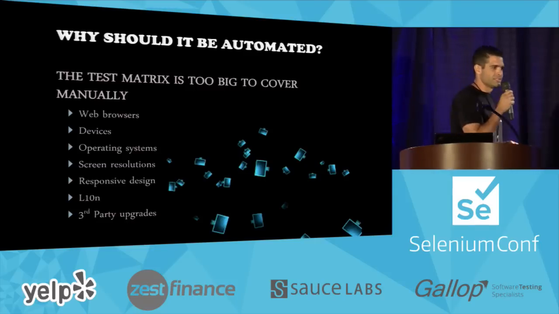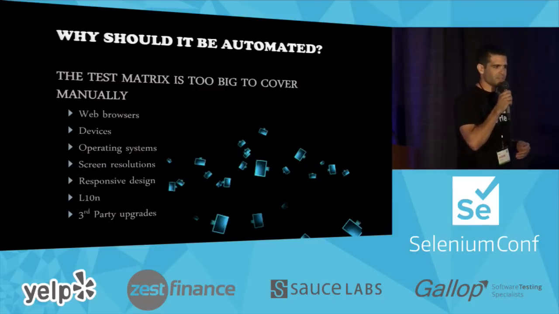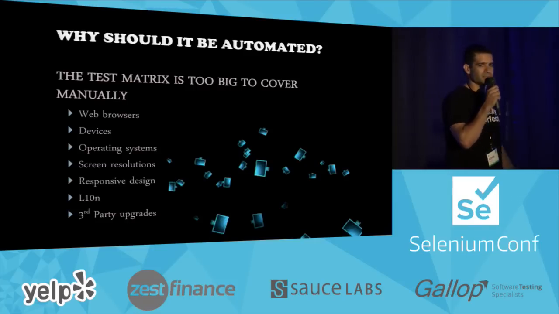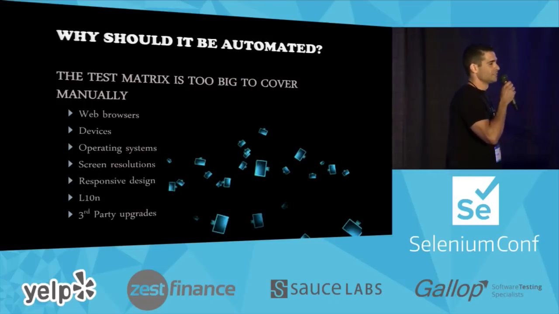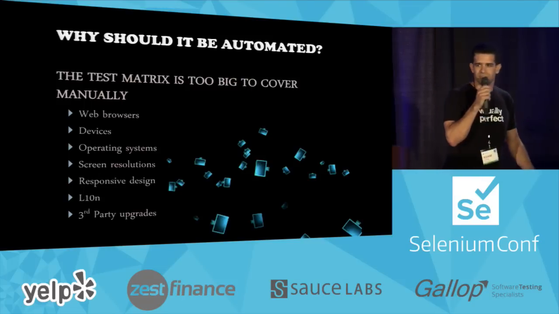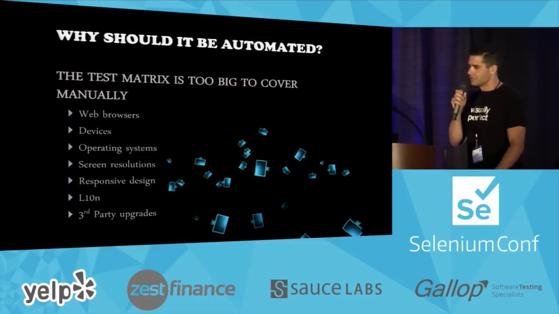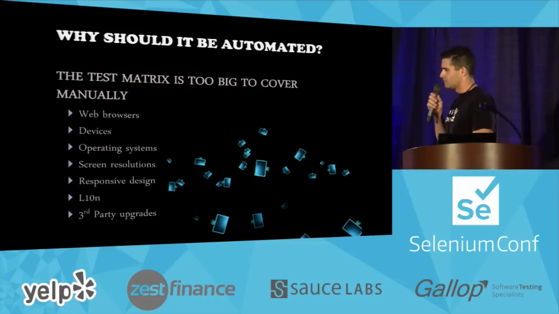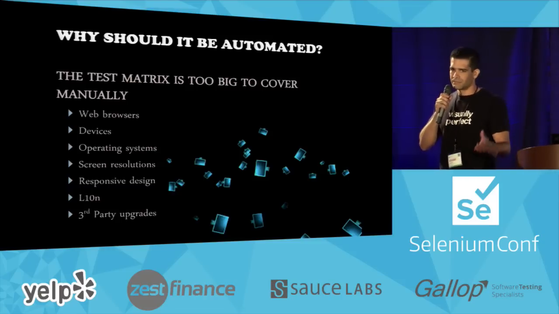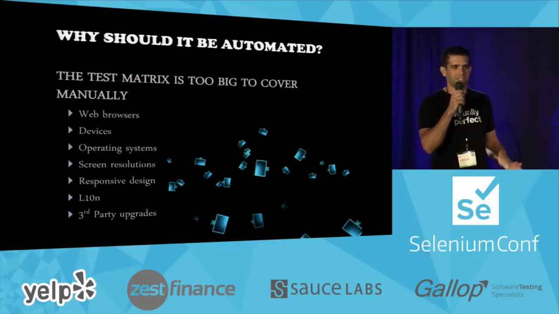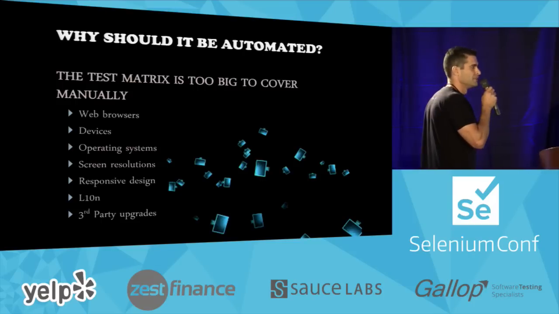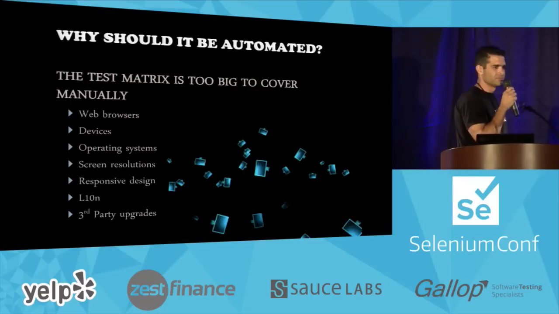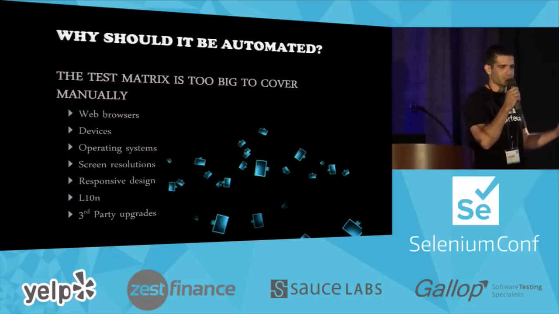Okay, so we do understand that we need to do these visual tests, but why should we care about automating them? So there are many reasons for that, but the most important one is that the test matrix is just too big to cover manually. We all know that if a site looks good on Chrome, it doesn't mean that it will look good on IE, and if an application looks good on a widescreen, it doesn't mean that it will look good on a smartphone. So we have to test on all these different environments to make sure that the application does look good.